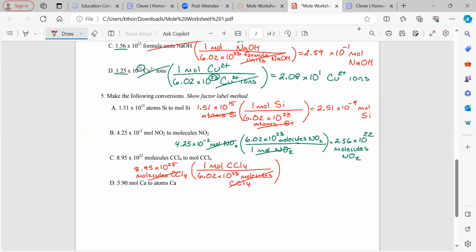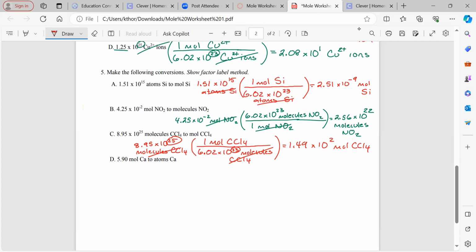This is a division problem. 8.95 divided by 6.02 is 1.49. That is in proper scientific notation, as is. 25 minus 23 is going to be times 10 to the second, moles of carbon tetrachloride. And there's no further adjustment because we were fortunate in that it was already in proper scientific notation. The number was between 1 and 10.